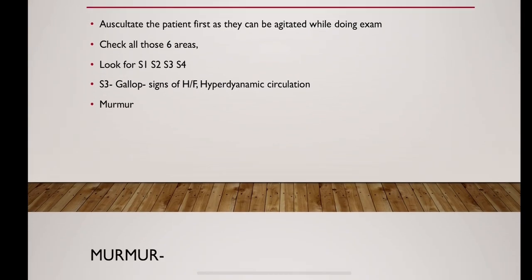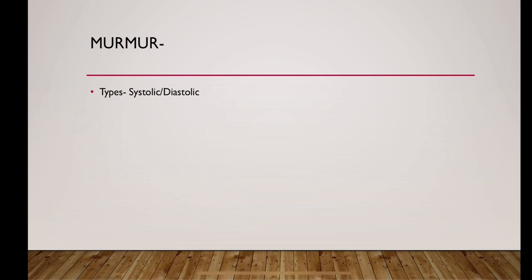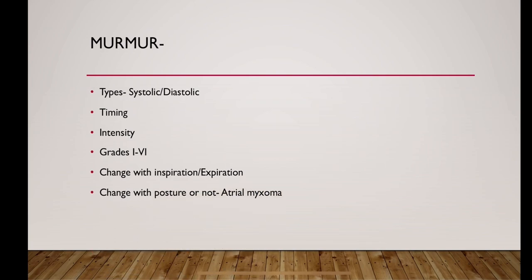And try to assess the murmur. If murmur is present, try to assess whether it is a systolic murmur or diastolic murmur. And the timing. What is the intensity, whether it is a loud murmur or a faint murmur. And the characteristic of the murmur. Then try to assess the grade. Grade could be 1 to 6. Whether it is changing with the inspiration or expiration. Whether it is changing with the posture, which is present in atrial myxoma.